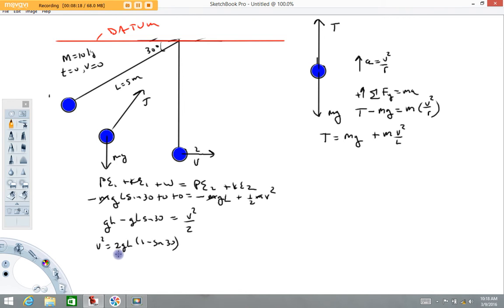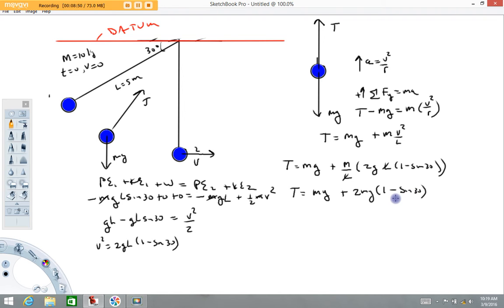So now anywhere we see a v squared, we can sub this. So our tension is equal to mg plus m over L times v squared, which is 2gL times 1 minus sine 30. And you notice these L's go away, so the tension is equal to mg plus 2mg, and the 2 is coming from here, 2mg times 1 minus sine 30.